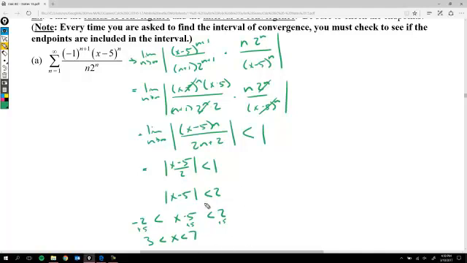That makes sense because I was centered at 5, and I ended up having a radius of 2. So being centered at 5 and then 2 in each direction, I find that I'm convergent. So my radius was 2. That's what I found right here, my radius of convergence. And then my actual interval of convergence is between 3 and 7. Now, what I have to do at this point is check both 3 and 7.